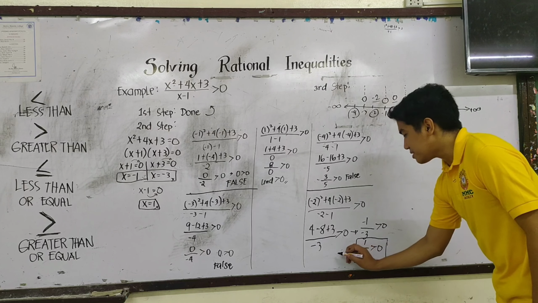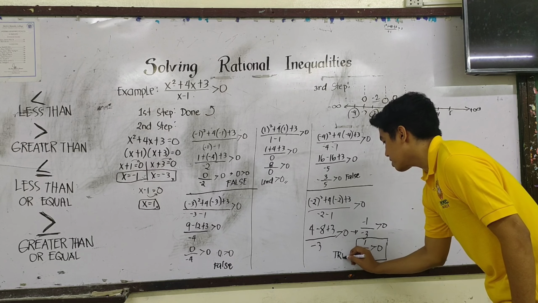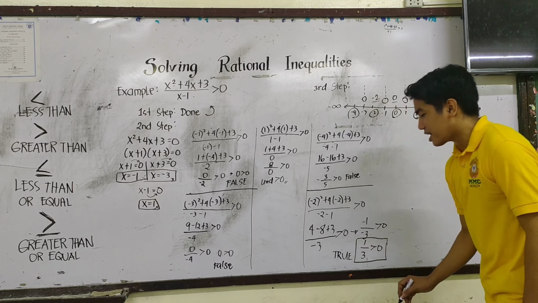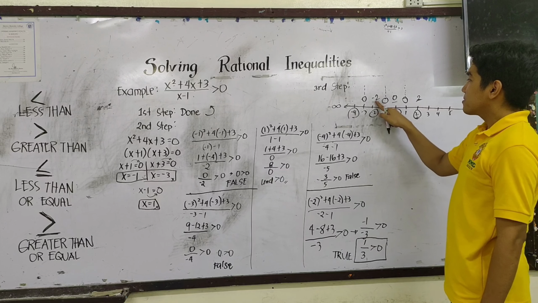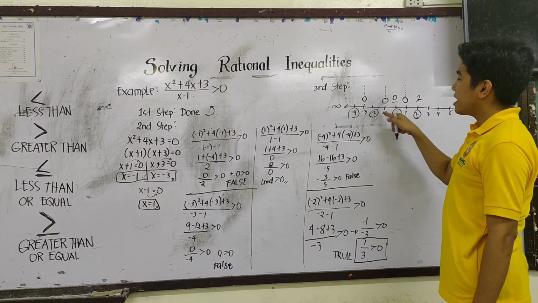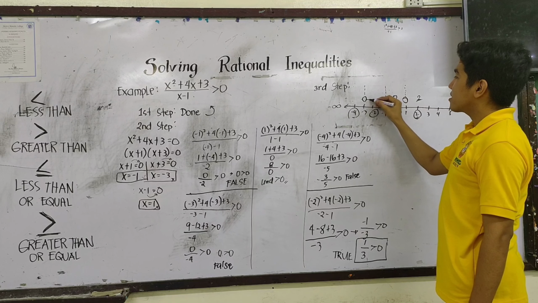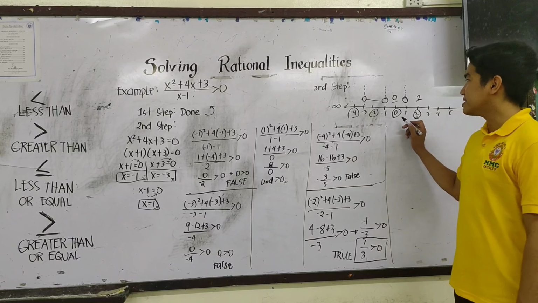So, ibig sabihin, si negative 2 is a part of our solution. Pag nag-true siya guys, part siya ng ating solution. Okay? So, si negative 2, part siya ng solution. So, between negative 3 and negative 1, it is a part of our solution. Okay? Next naman, si 0.